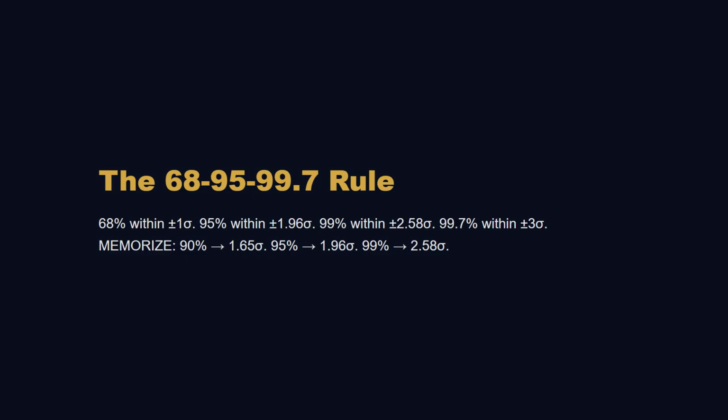For the CFA exam, the precise confidence intervals matter. 90% confidence uses 1.65 standard deviations. 95% uses 1.96 standard deviations. 99% uses 2.58 standard deviations. These z-values must be memorized. They appear in every confidence interval and hypothesis test.